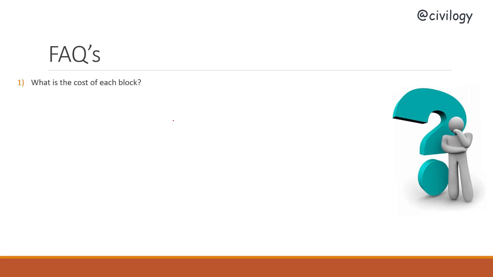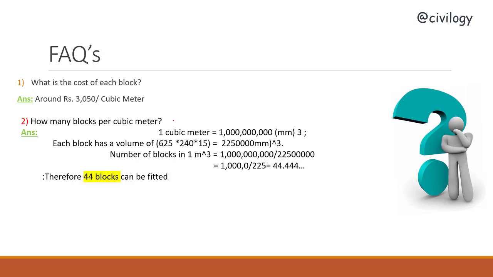What is the cost of each block? It is around 3050 per cubic meter. First you have to work out how many blocks per cubic meter, and then each block has a volume. We have taken a typical block of 625 mm by 240 mm by 150 mm, and we divided 1 cubic meter by each block volume. Then we got the number of blocks as 44. Now divide 3050 rupees by 44. Tell me in the comment section what is the cost of each block.